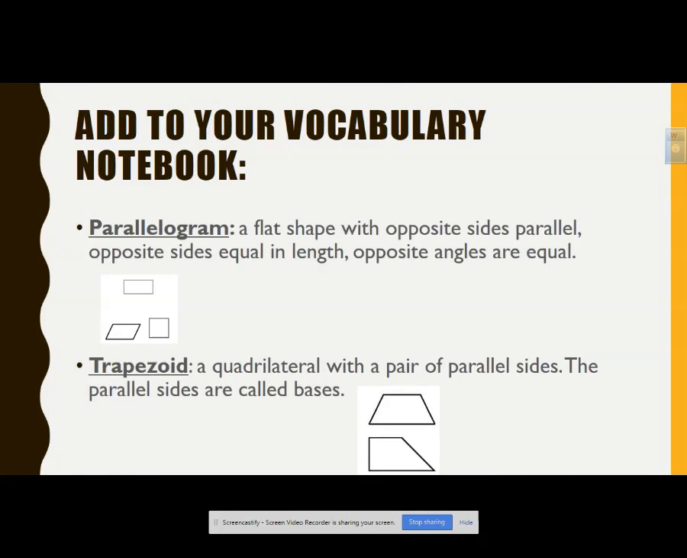First, I want you to add parallelogram and trapezoid to your vocabulary notebook. A parallelogram is a flat shape with opposite sides parallel, opposite sides equal in length, and opposite angles are equal. And there are some examples of parallelograms. And yes, a rectangle and a square are parallelograms. A trapezoid is a quadrilateral with a pair of parallel sides. The parallel sides are called bases. And there's examples of trapezoids. And you can pause this video at any time if I'm going too fast so you can get caught up.